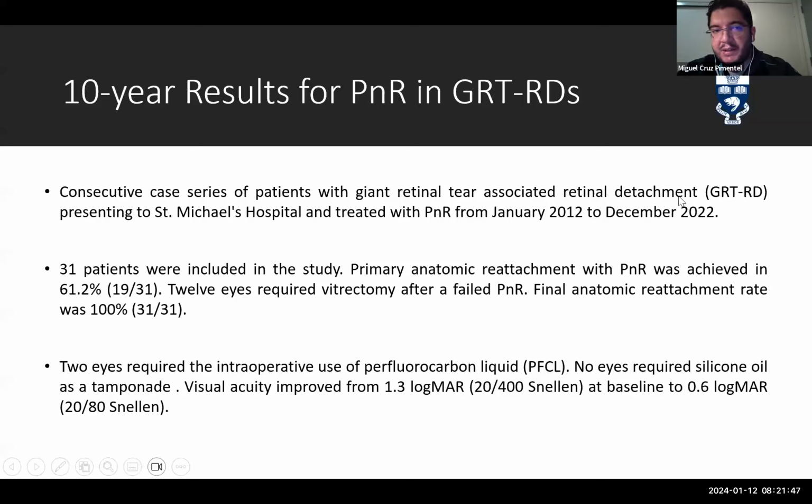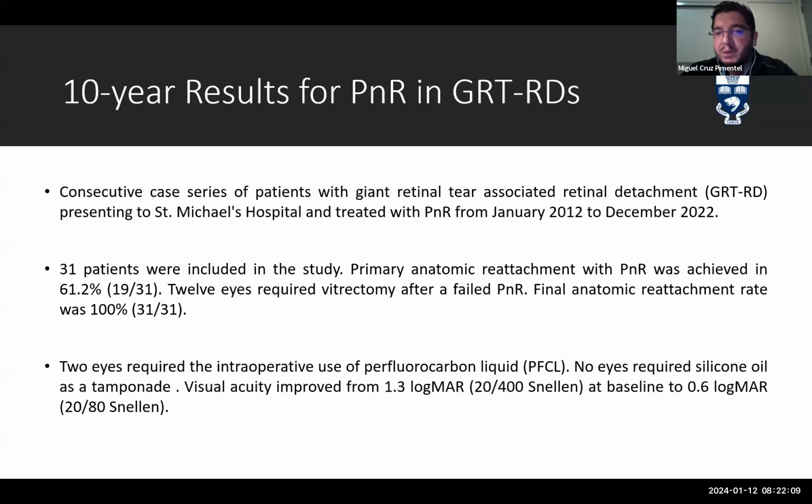We want to present our data from Dr. Mooney's patients treated with pneumatic retinopexy at St. Michael's Hospital. This is 10 years of data, including a consecutive case series of patients with giant retinal tear associated retinal detachment. And we have 31 patients that were included in this study.